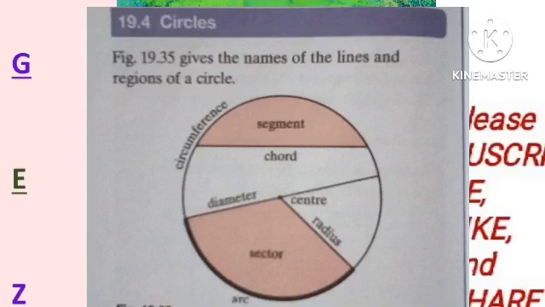Then a special type of chord which passes through the center of a circle is called a diameter, as you can see in this diagram. The line from the center of a circle to the circumference, any such line, is called a radius. And the center of a circle is directly at the middle, so that is kind of like the focal point of the circle. So those are the different parts of the circle. And then finally we have the sector. The sector is bounded by an arc and two radii.